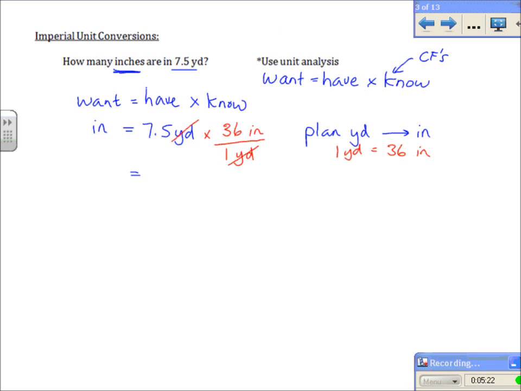Okay, this also tells me to multiply 7.5 by 36. So I do that, and my answer is going to be 270. What are my units now? Inches. Okay, there's my answer. Great. Let's do another one.